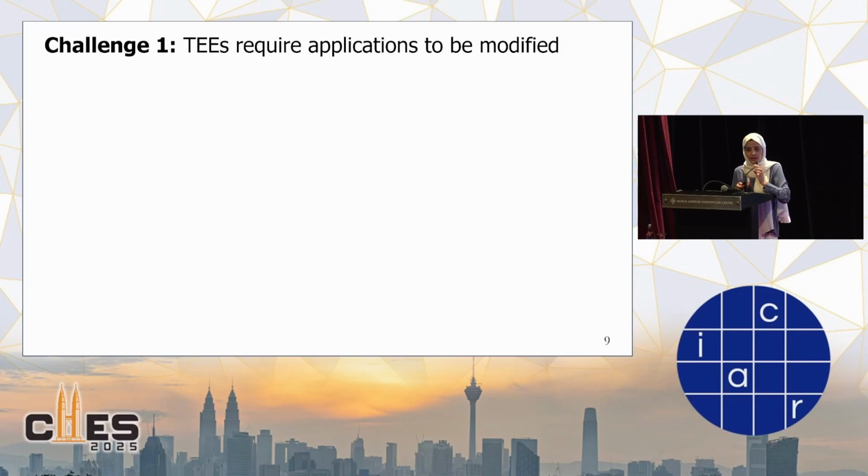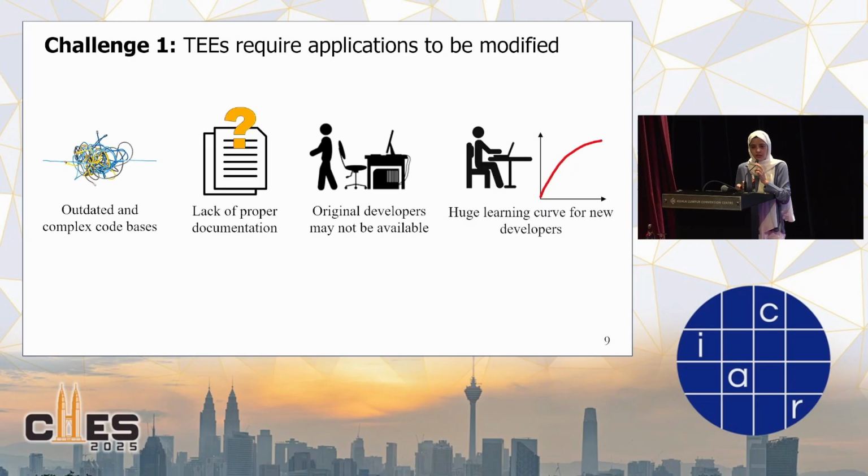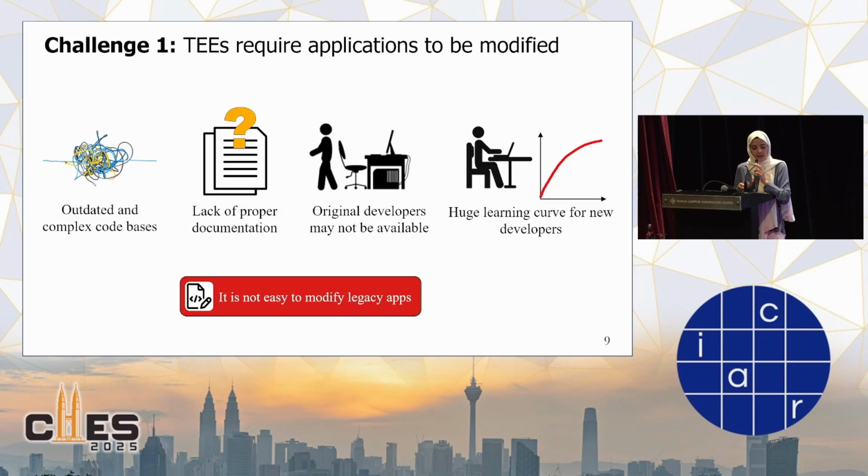The first challenge is that a TEE requires the application to be modified. However, legacy applications have complex code bases with little to no documentation available. Moreover, the developers who may have written these applications may no longer be available with the organization that's using this application, and it's not easy for new developers to understand or modify this code. So the takeaway is that it is not easy to modify legacy applications, but TEEs demand modification. So this is a challenge that needs to be solved.